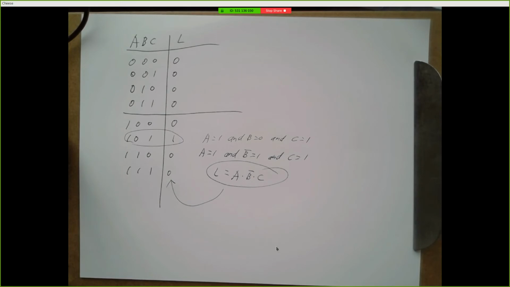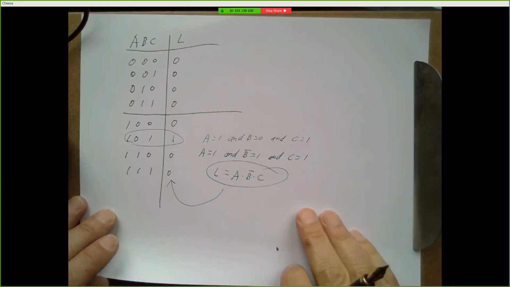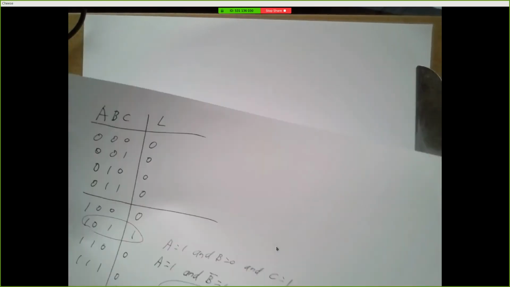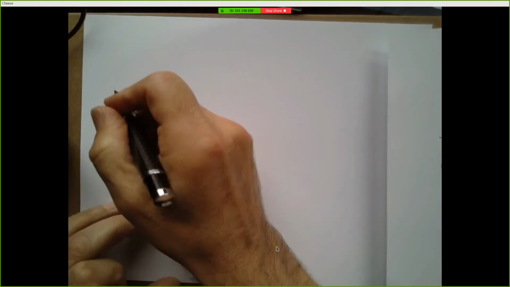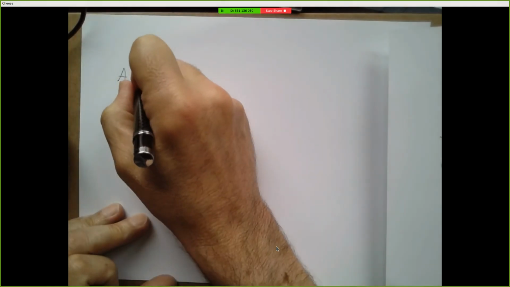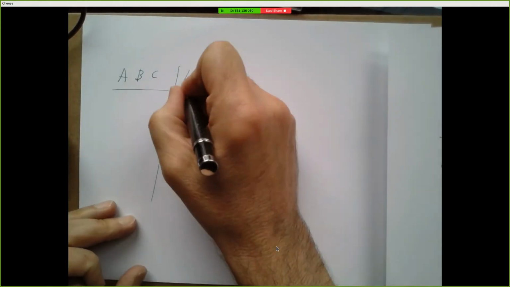This is a really powerful trick we can use again and again to write equations corresponding to truth tables. Now suppose our truth table looked a little different. Suppose we had A, B, C, and L.